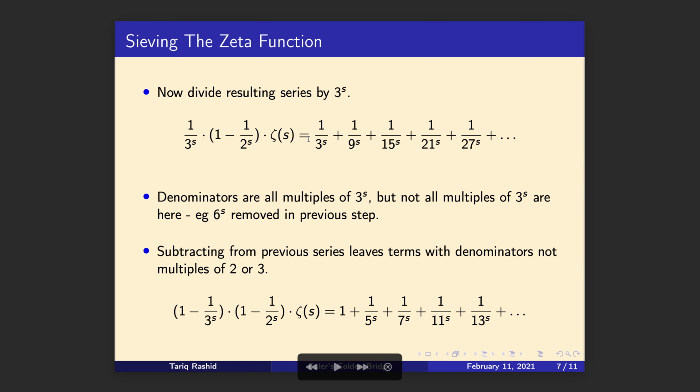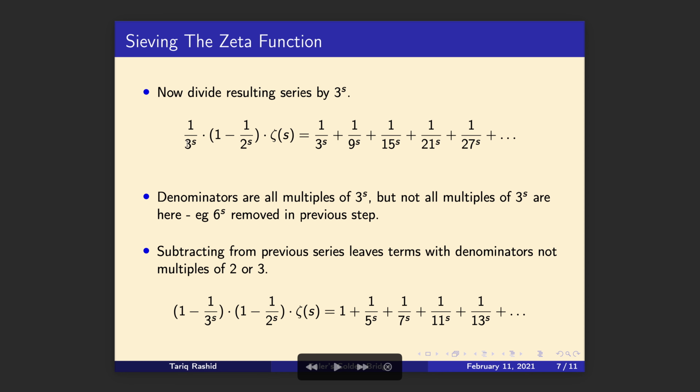So this is that previous series divided by 3 to the s, and we end up with 1 over 3 to the s, 1 over 9 to the s, 1 over 15 to the s. Now 1 over 6 to the s isn't here. This might look like the multiples of 3, and they are all multiples of 3, but not all of them. For example, 1 over 6 to the s is not here because that would have required us to have 1 over 2 to the s times 1 over 3 to the s, and 1 over 2 to the s was removed in that previous step.